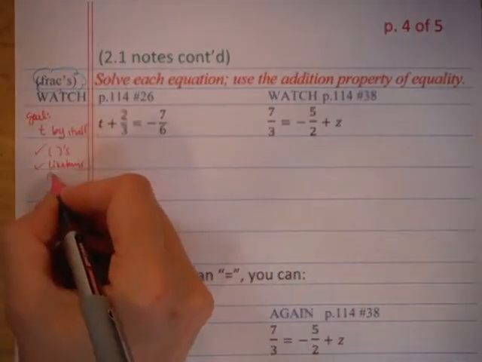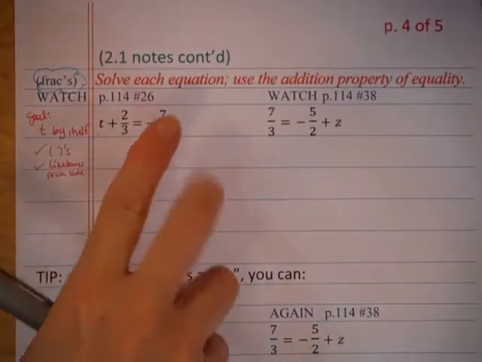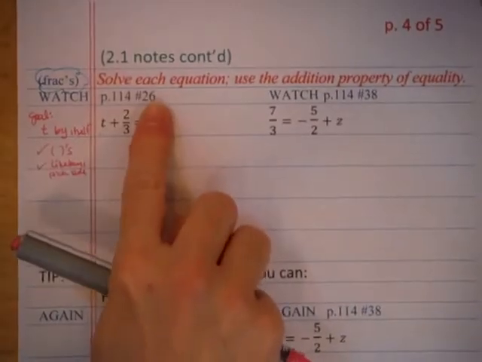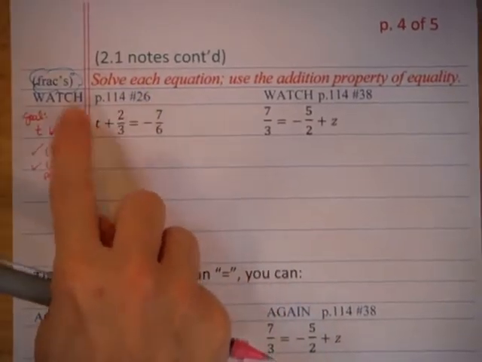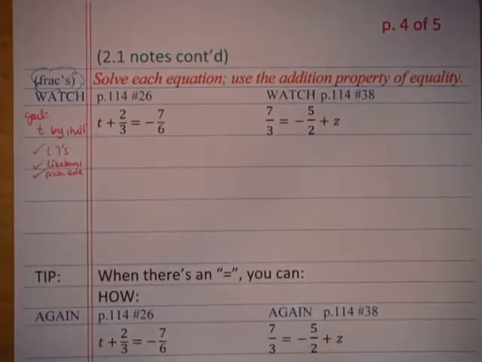We check that t is on one side or the other, but not both, and that it's not in more than one place. So t is in one spot, and in fact it's on the left side, and there's only one of them, so we are fine. That's also been done for us. So even though there's fractions, it's the drive-through version of fractions. We are ready to jump in and solve it.